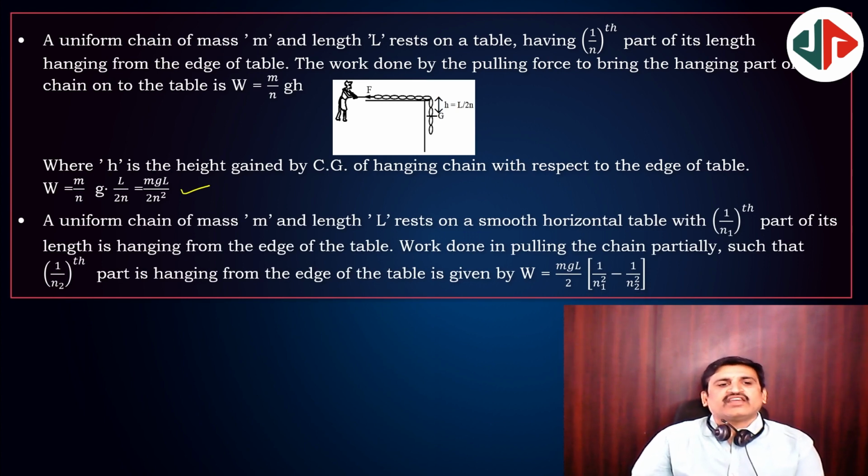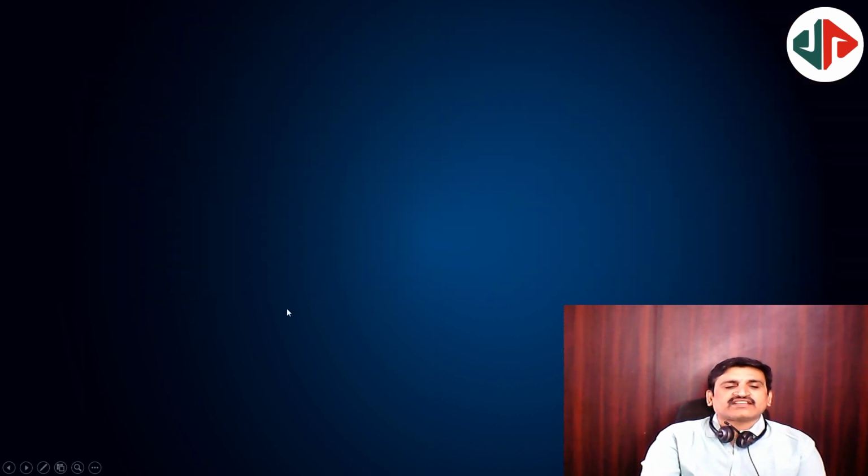Next, a uniform chain of mass m and length L rests on a smooth horizontal table. If it is raised in such a way that initially 1 by n1 is hanging, finally 1 by n2 is hanging, then the work done is mgL by 2 of 1 by n1 square minus 1 by n2 square. Similar procedure. Okay. Next.